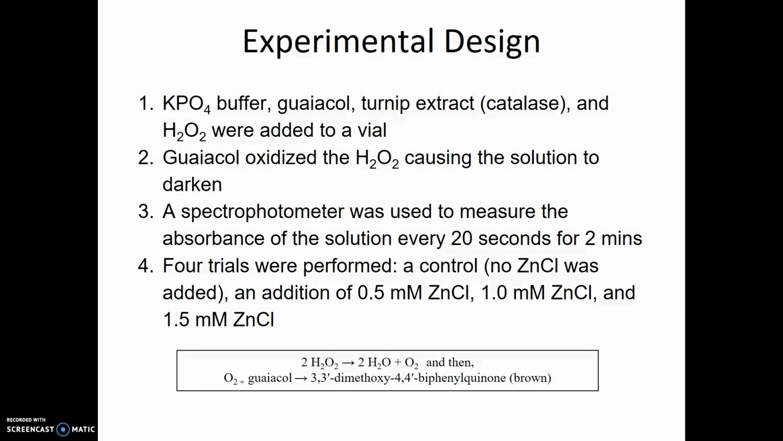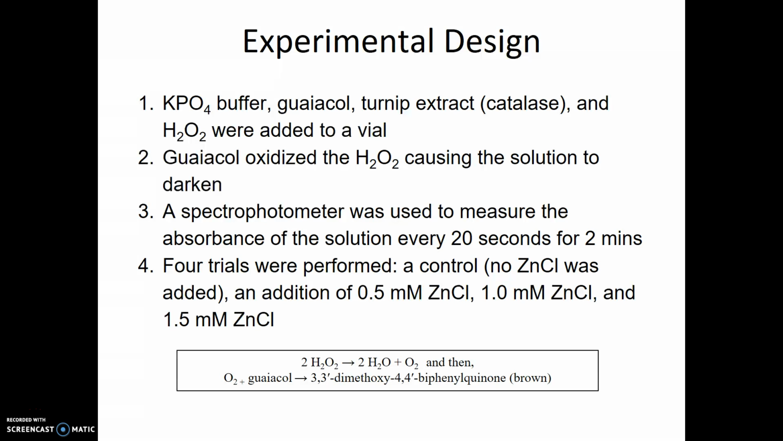For this experiment, we started by setting the spectrophotometer to 0% transmittance. Then, in a cuvette tube, we added KPO4 buffer, guaiacol, turnip extract, and hydrogen peroxide. We immediately placed the tube in the spectrophotometer and measured its absorbance every 20 seconds for 2 minutes. This was our control vial, and we repeated this for 2 more trials.